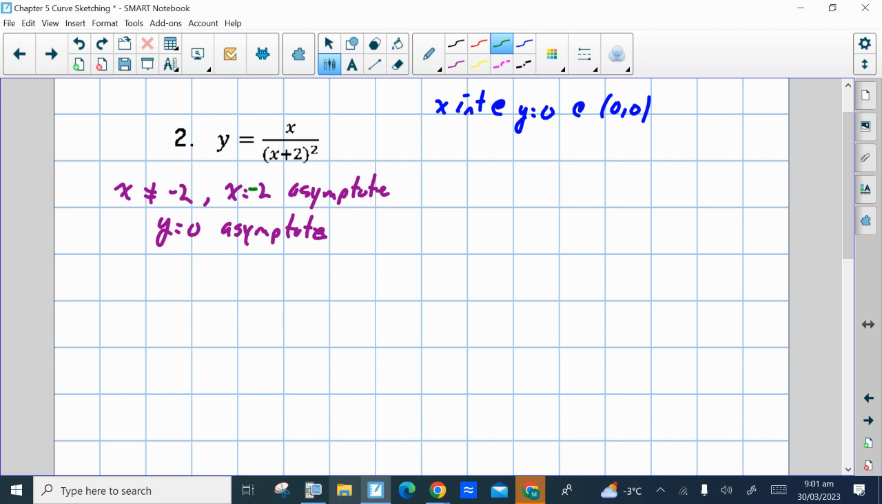If we want, we can find the limit as x approaches -2 from the left and from the right. So we can see what the graph is doing as it gets closer to that asymptote. What is the behavior of the graph as it approaches that asymptote?